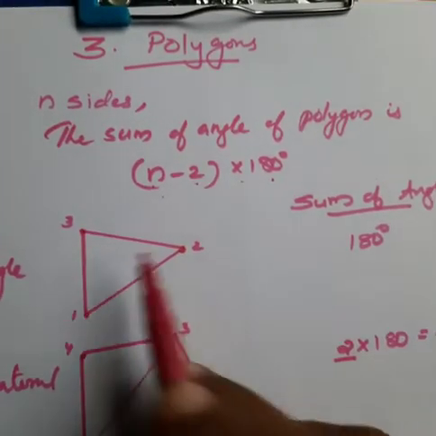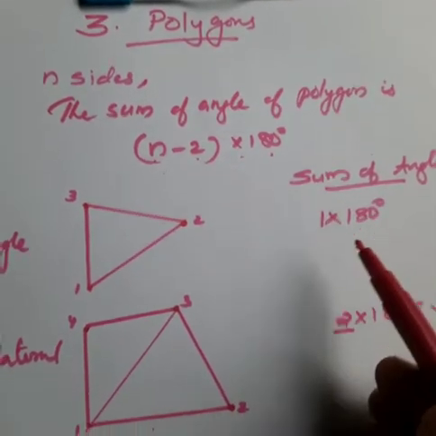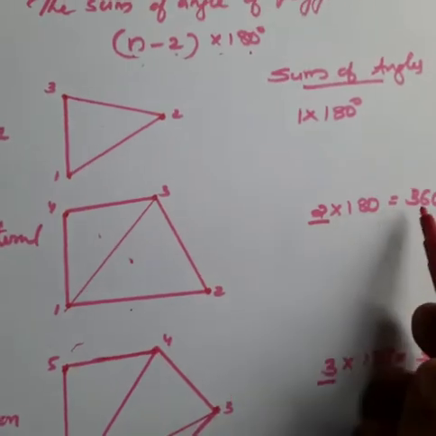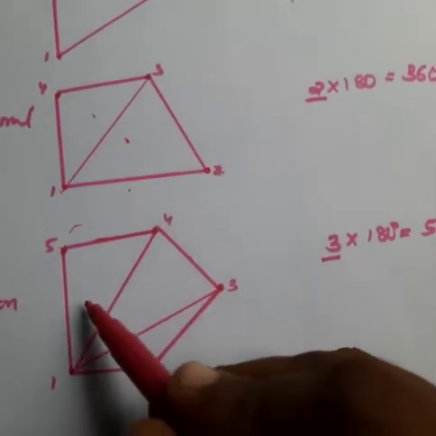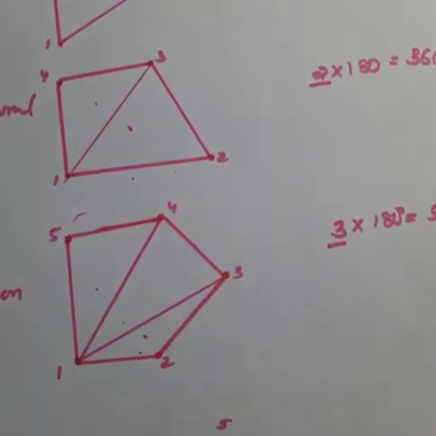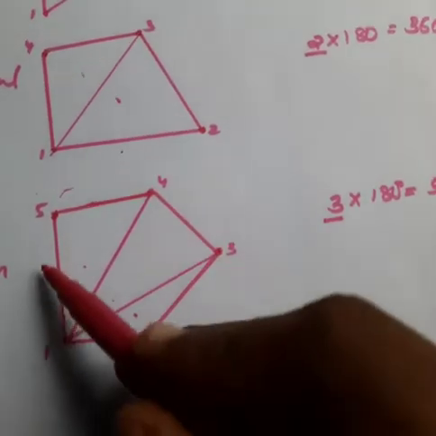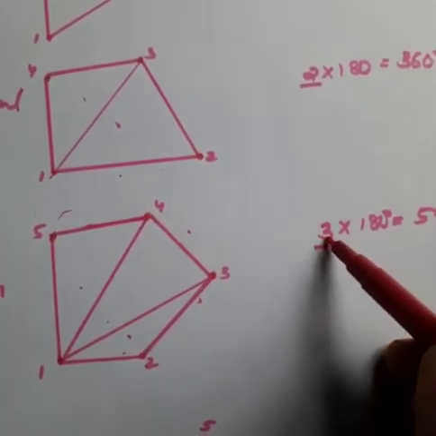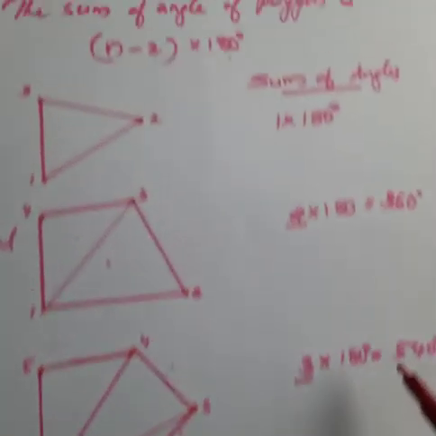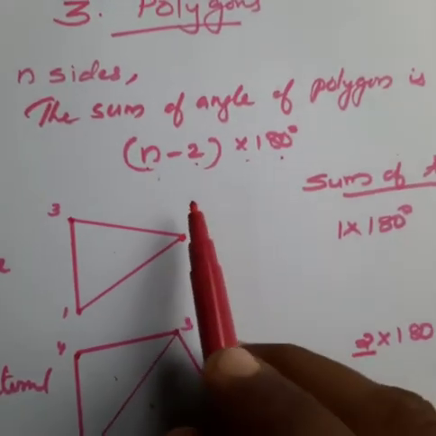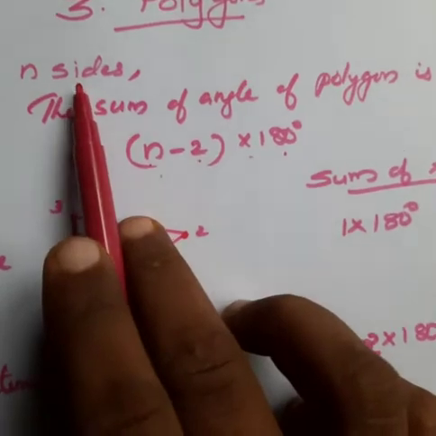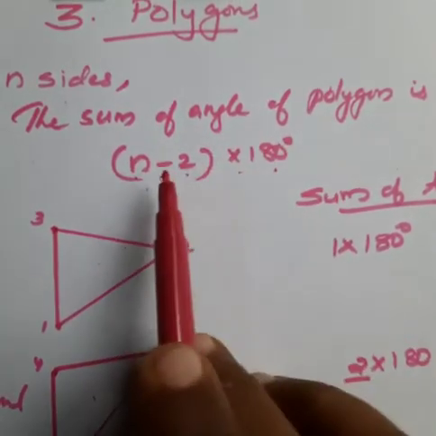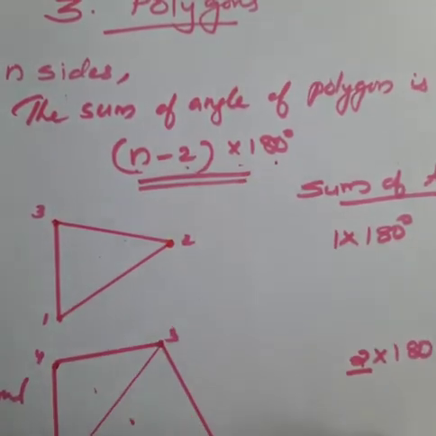Here 1 triangle, so 1 into 180. Here 2 triangles, you will get 2 into 180. Pentagon, 3 triangles, you will get 3 into 180. So 5 sides are there. 5 minus 2 will be 3. 3 into 180. So commonly you can write like this. If there are n sides, the sum of angles of a polygon is n minus 2 into 180.